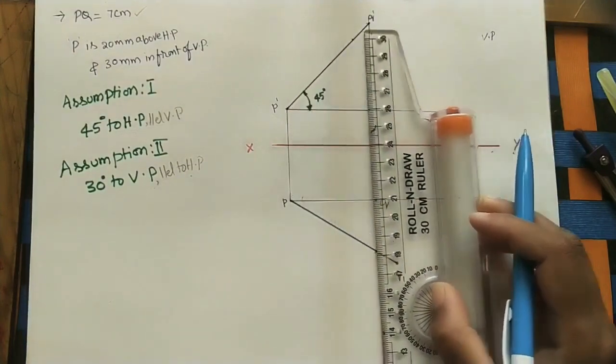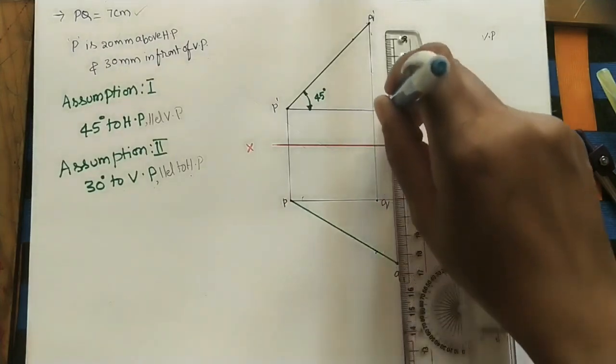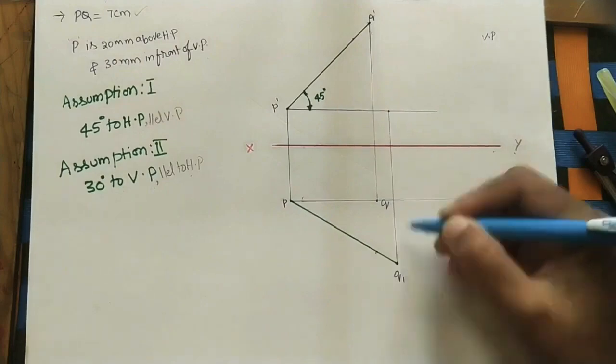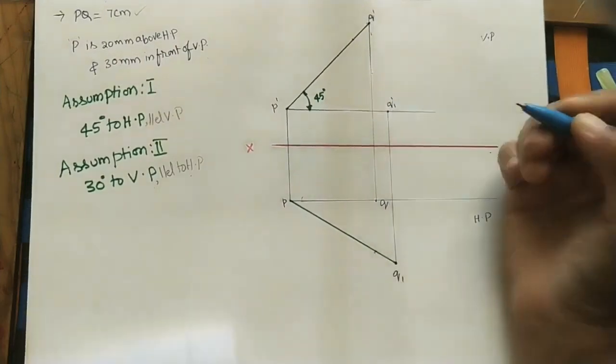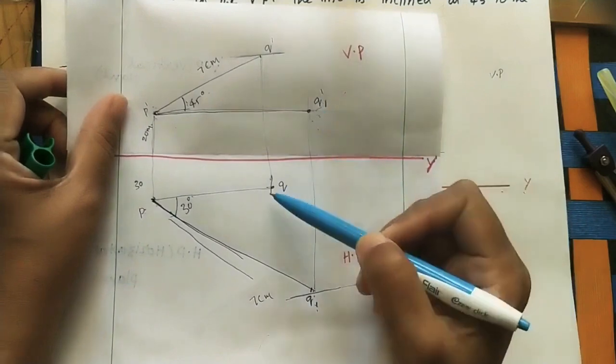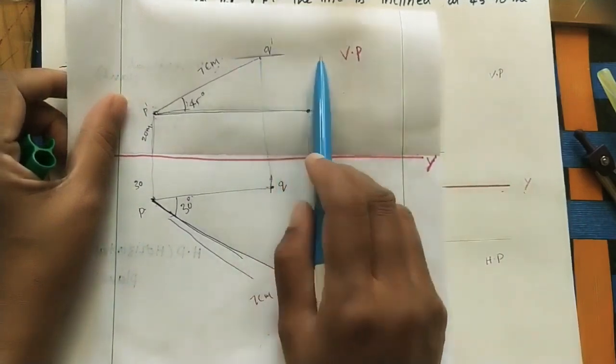Take this as a reference, and at Q1 do the projector line. So this is the Q1 in the front view. It is Q1 dash. Okay, so we got Q1 dash. After getting this and this, just do the locus of Q point. It is like a plane.